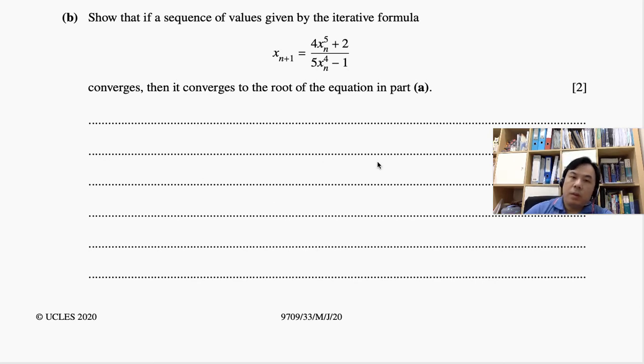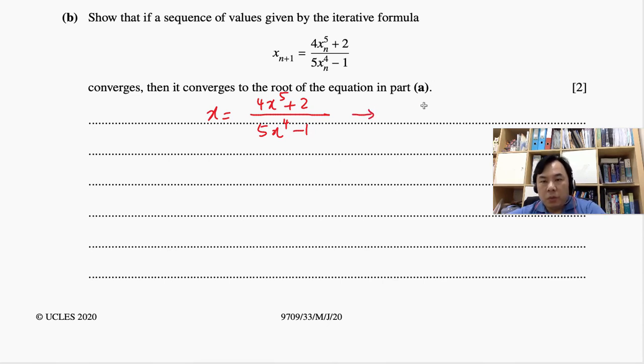Now next we need to show that if the sequence of values given by the iterative formula converges, then it converges to the root of the equation in part A. All we need to do is rewrite this one more time in terms of x, without using the iterative notation. Then we manipulate this algebraically to check whether we reach x5 equal to x plus 2. If we can, then it means that this iterative formula converges to the same root as this equation here.